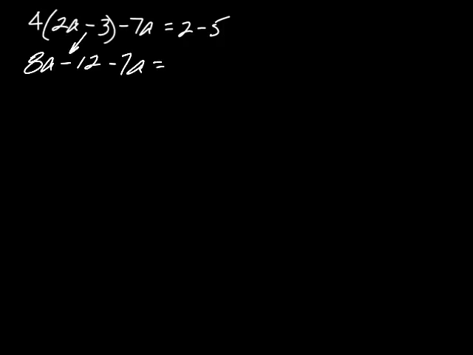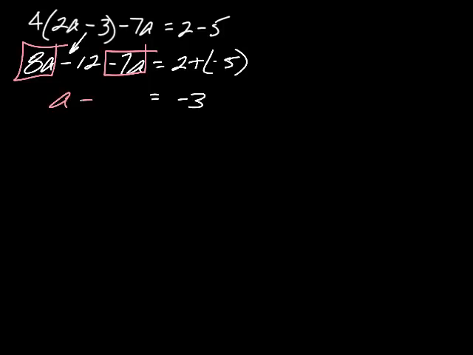You can either do 2 minus 5 and get negative 3, or do 2 plus negative 5. Take the difference between the two and put the sign of the biggest one on there. And you still get negative 3. Alright, so the left-hand side, we have an 8a and a minus 7a. So those are like terms, so we're going to combine those. So 8 minus 7 is 1a. And we still have our minus 12 here.